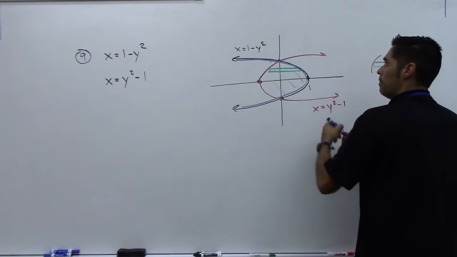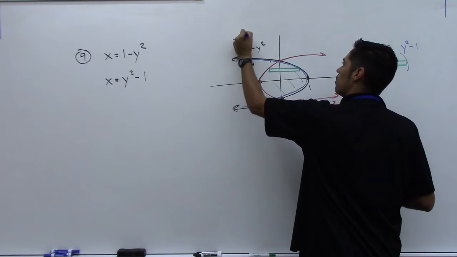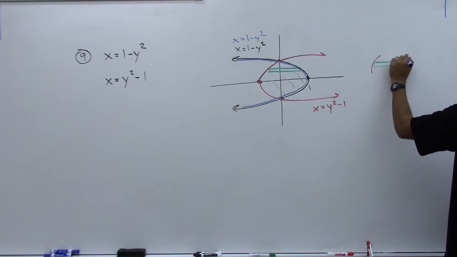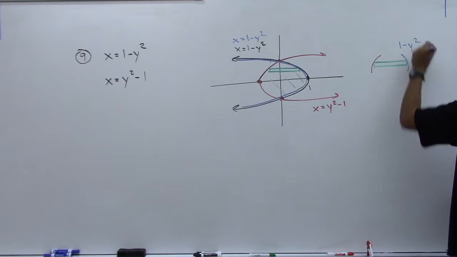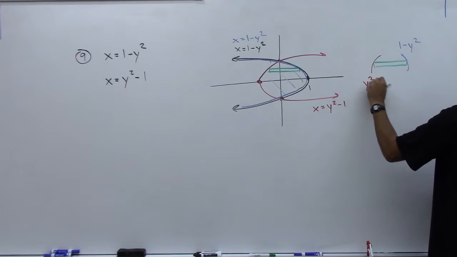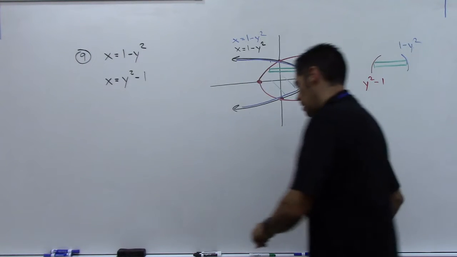And this blue one up here was this one. X equals 1 minus y squared. So the blue one, 1 minus y squared. The red one is y squared minus 1. So I'm ready to set up an integral.